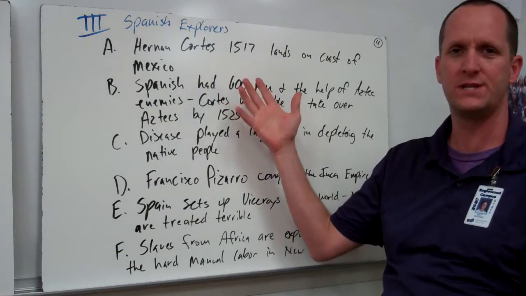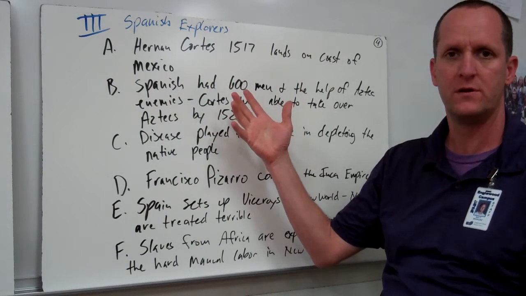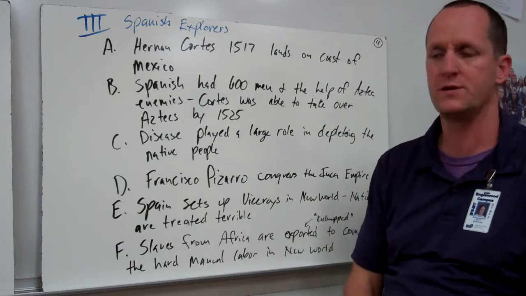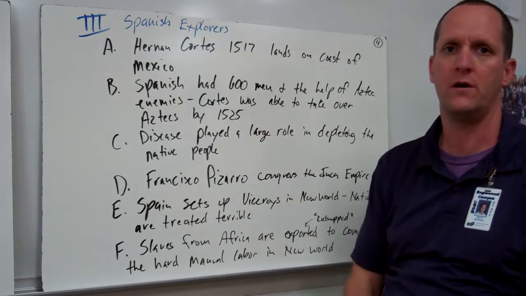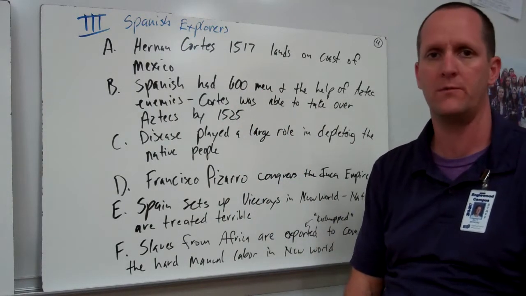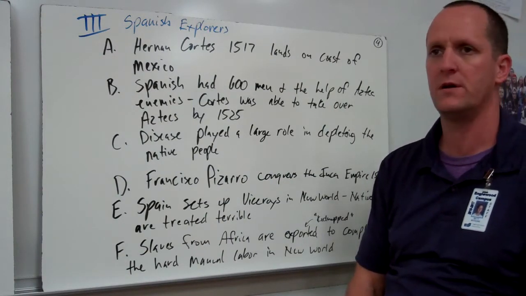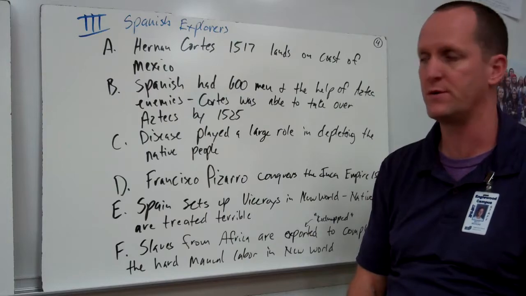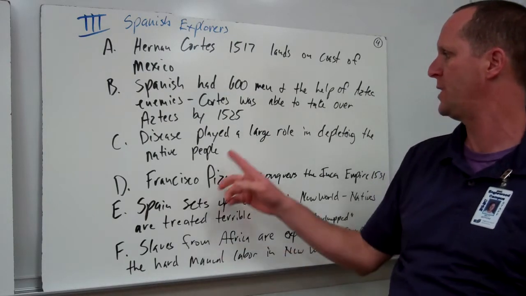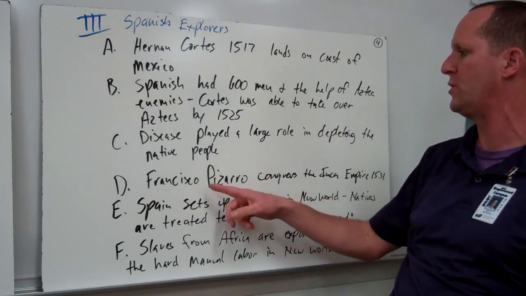A lot of diseases just decimated the natives up until this time. And so when they came in, the Spanish were able to just defeat these Aztecs. They also had guns, germs, and steel. They had horses as well. Disease played a large role in the depleting of native people.